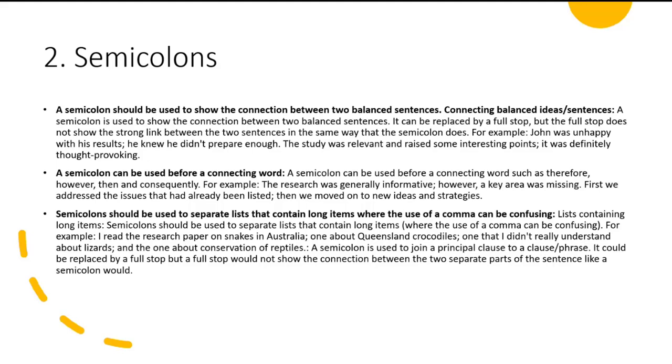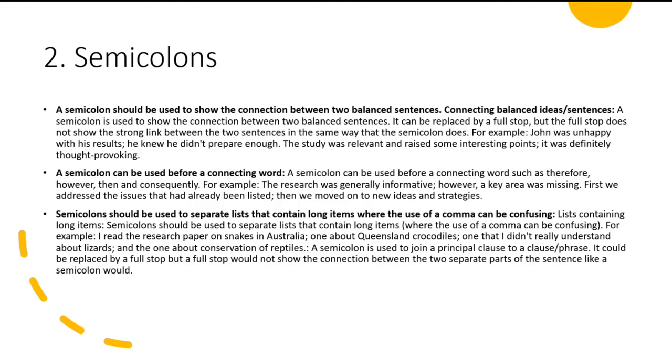First, we addressed the issues that had already been listed; then we moved on to new ideas and strategies. You see that the connecting word is "then." So the only difference between the first point and the second point is that both are balanced sentences, but with the second point you use a connecting word or linking word to show the relationship between the two. That's the only difference. Again, you can use the semicolon and a comma after the connecting word.